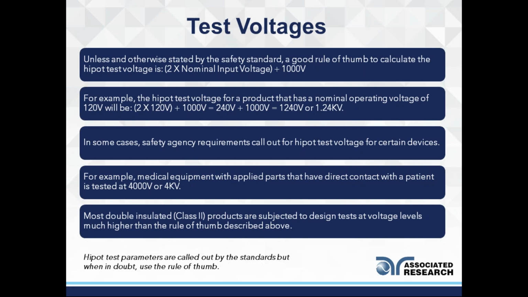Because Class 2 products don't incorporate a ground. However, they have a reinforced insulation. And since the insulation is reinforced and that's the only protective barrier between the user and leakage current, that insulation on a Class 2 product may be subject to much higher voltages, so the rule of thumb may not apply in those cases.